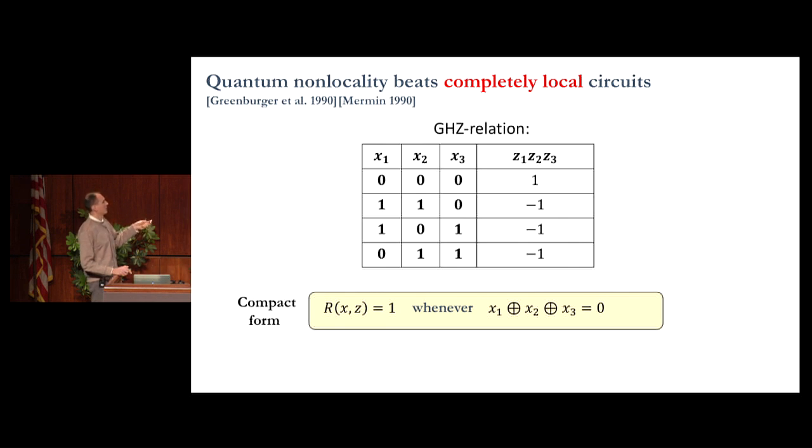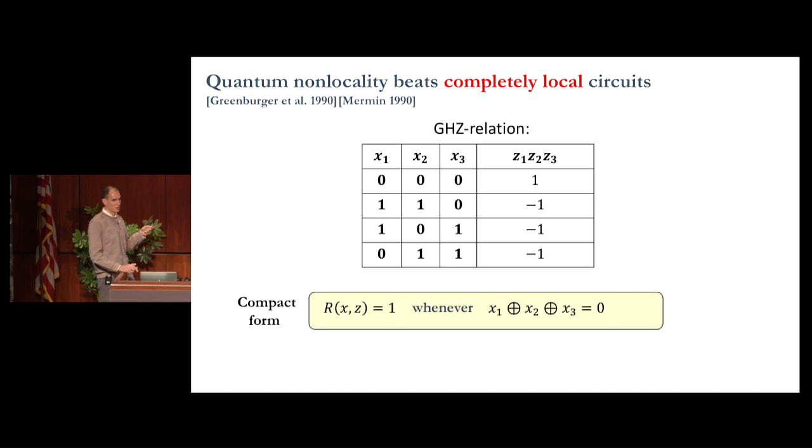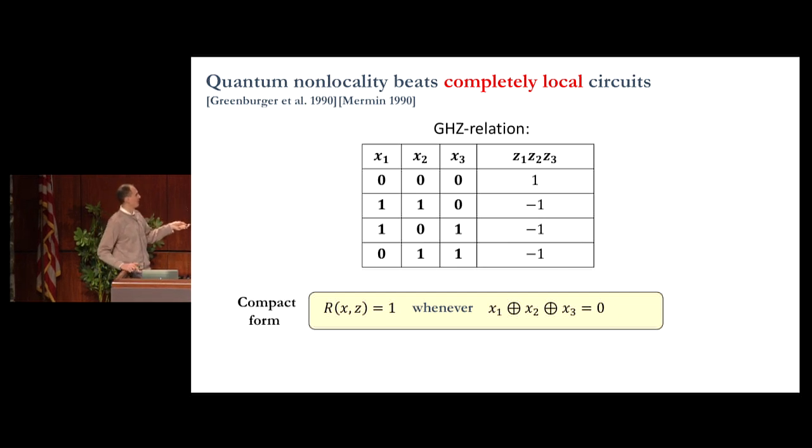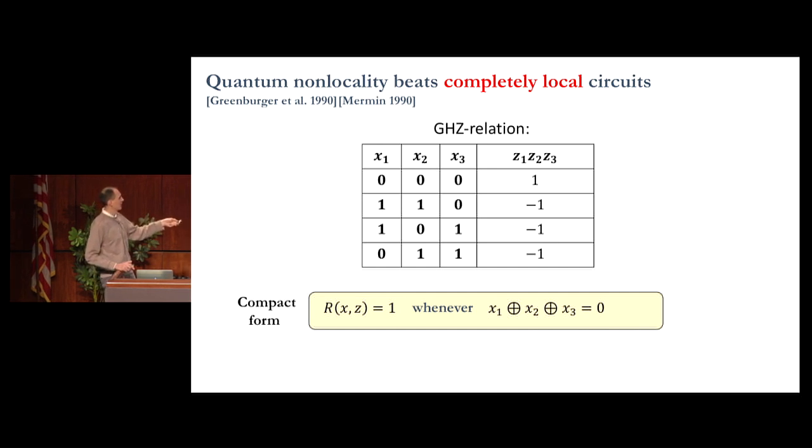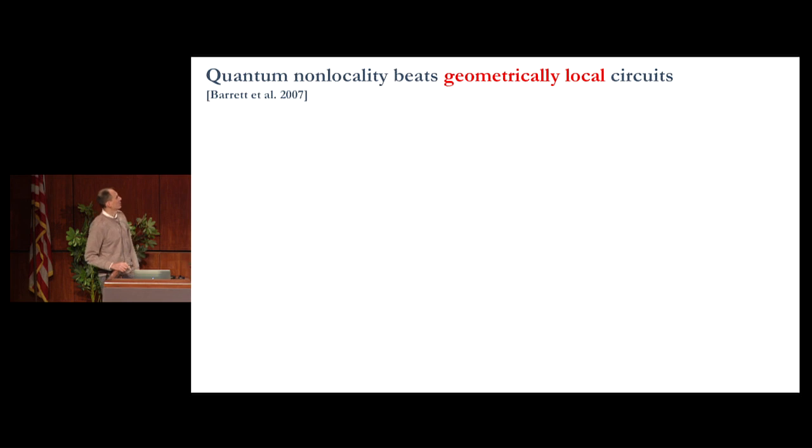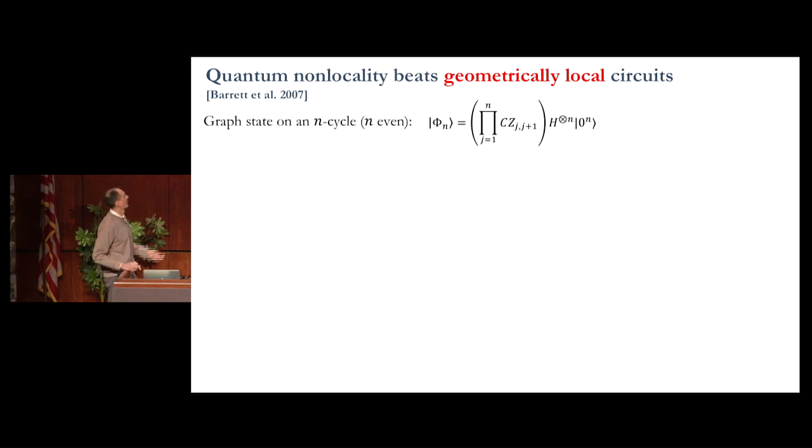In the following, I will consider more complicated relations like this one. I will write such relations in a compact form. So we just have some relation that depends on inputs x and outputs z. We want it to be satisfied if the input bits sum up to zero modulo two. So let's move to geometrically local classical circuits.